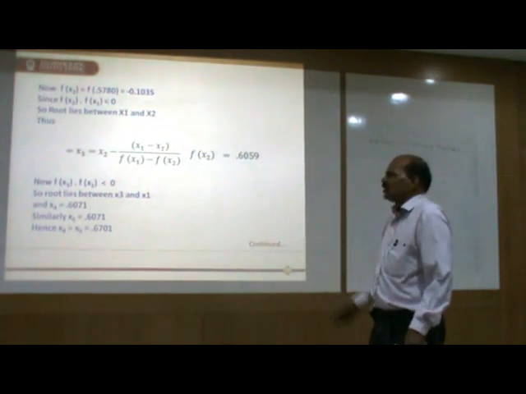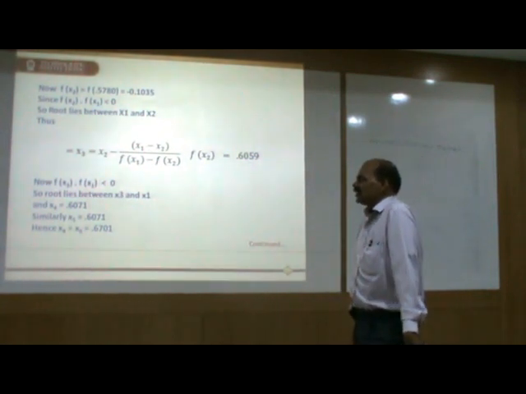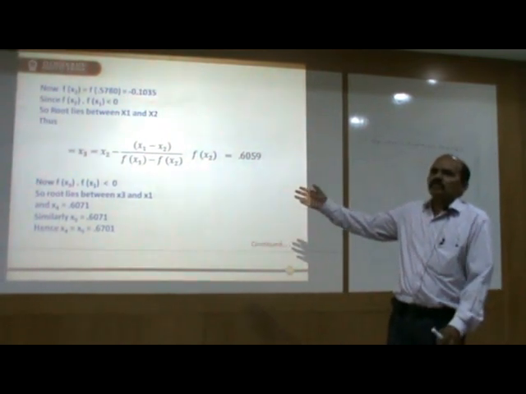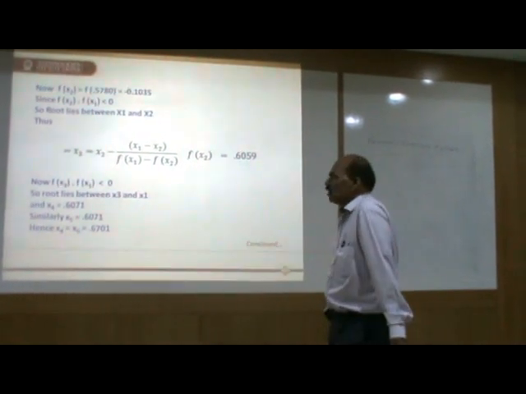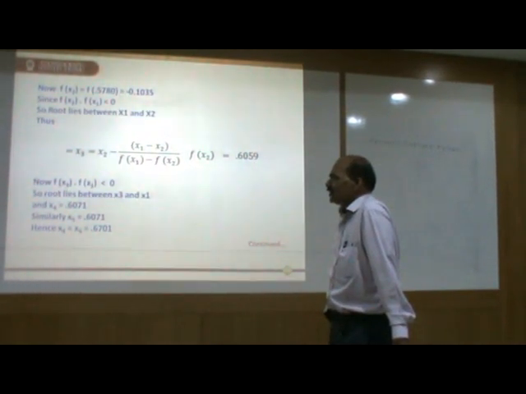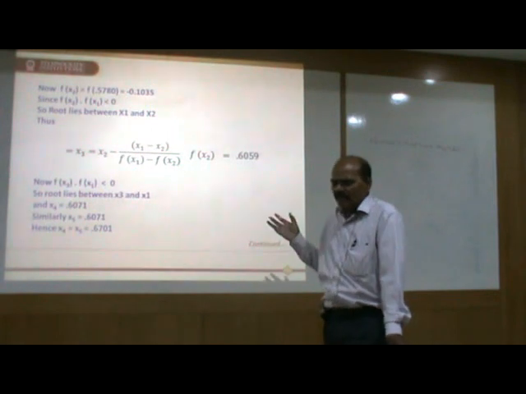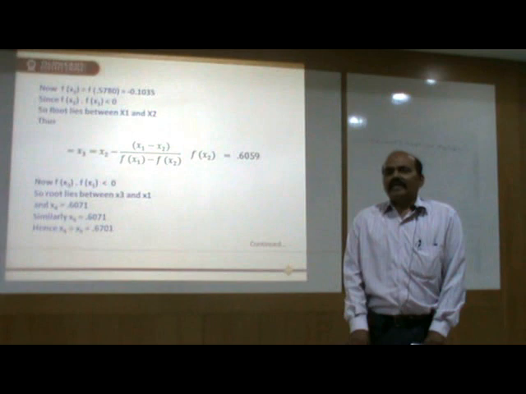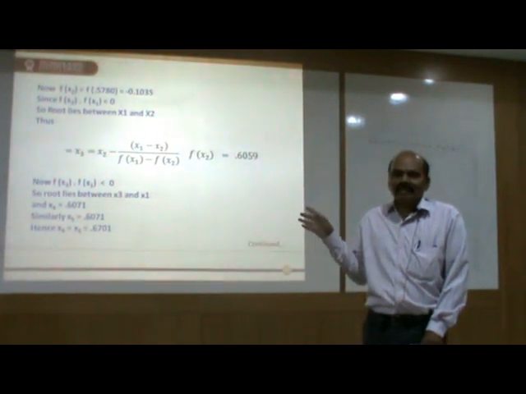And next, 0.6071. So here x4 is equal to x5. Therefore our root is 0.6071. So here we have seen that in this regula falsi method, it requires 5 steps.